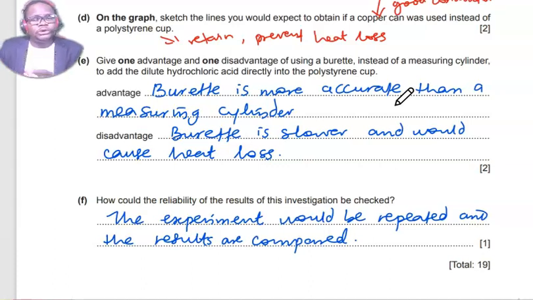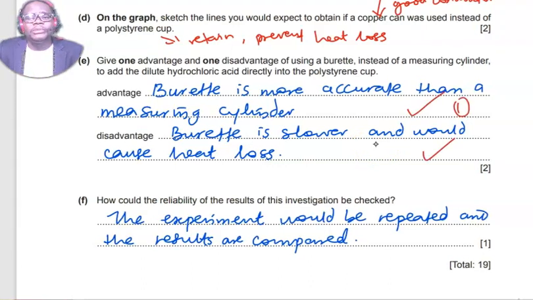When you open the tap of the burette, it runs in form of a jet, unlike a measuring cylinder that you just pour quickly. So the burette is usually very slow. That is just the advantage and the disadvantage of using a burette. And of course, you score your 1 mark for each of these.